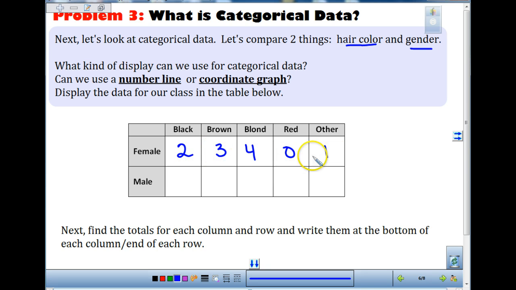How many total females happen to be in my class? 2 plus 3 is 5, plus 4 is 9, plus 1. Our total females in the class should be 10.